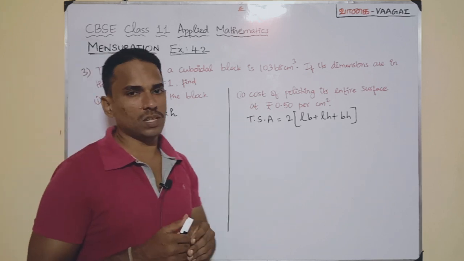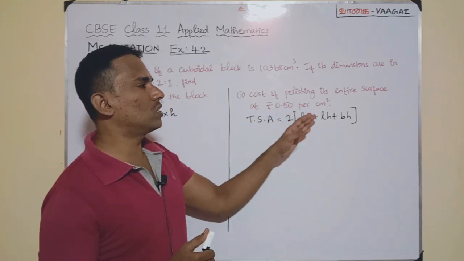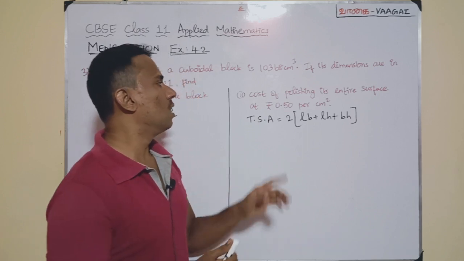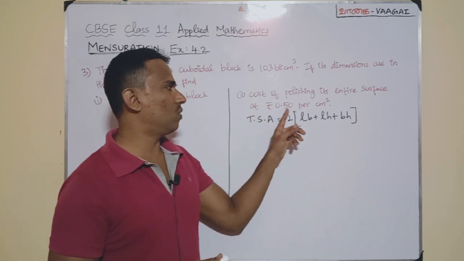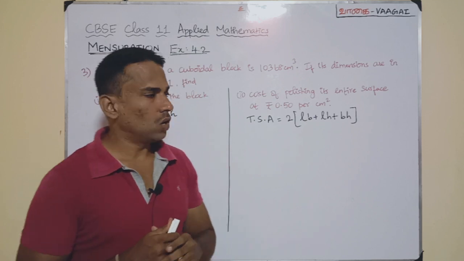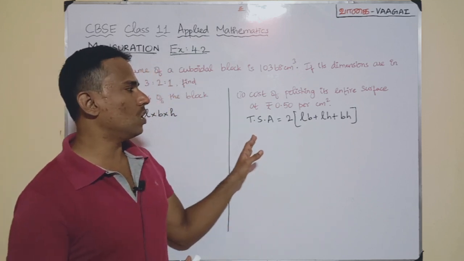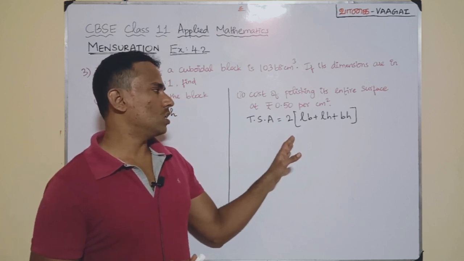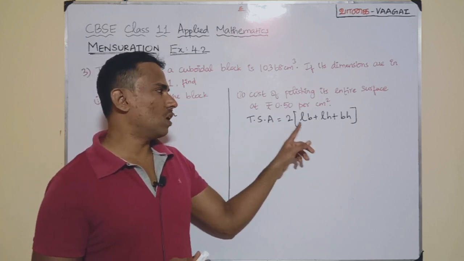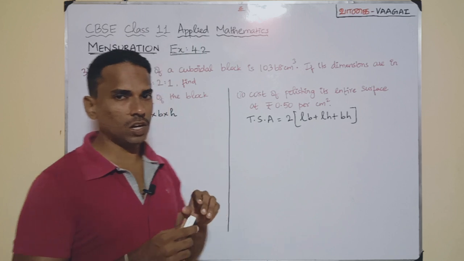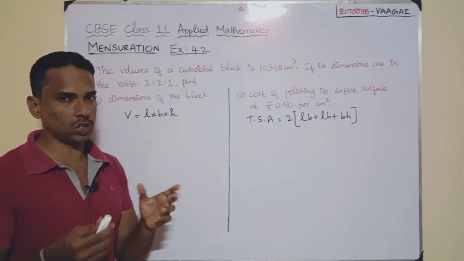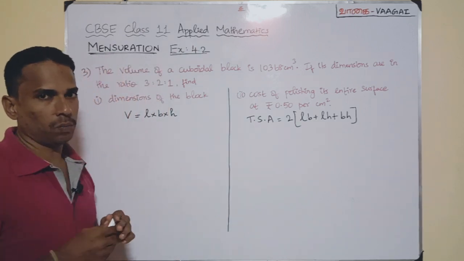And in the second subdivision, we have to find the cost of polishing its entire surface at a cost of rupees 0.50 per centimeter square. For this we need to know the total surface area, that is TSA, of a cuboid. TSA is 2(LB + LH + BH). So we need to know these two formulas in order to solve this problem. Now let's solve the problem one by one.